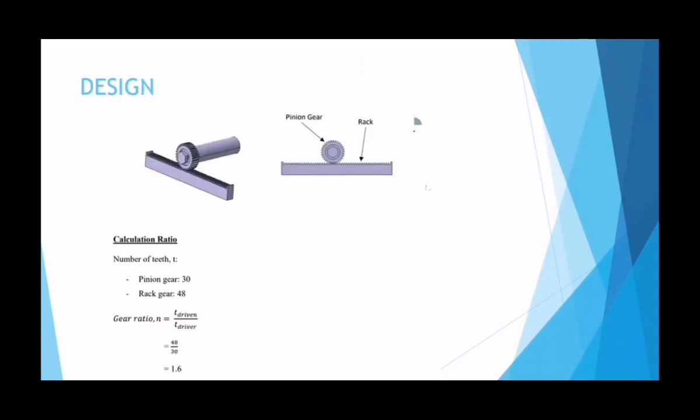Next, for the design of rack and pinion. The number of teeth of the pinion gear is 30, while the rack gear is 48. The gear ratio is equal to T driven divided by T driver. T driven is the rack gear, while T driver is the pinion gear. The gear ratio is 1.6.